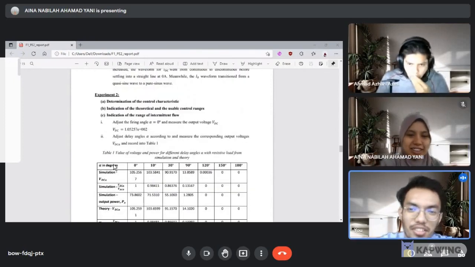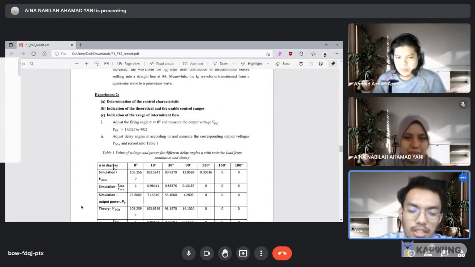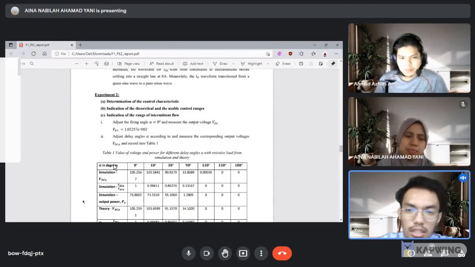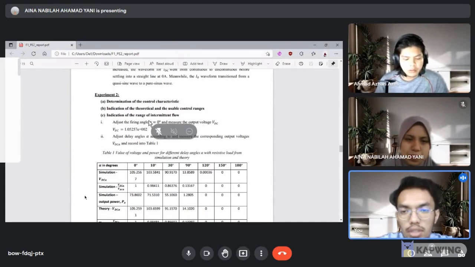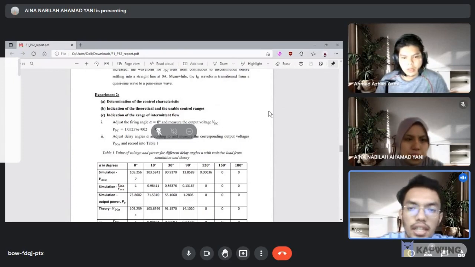Okay, for experiment 2, we need to find the determination of the control characteristic. B, to indicate the theoretical and the usable control range. At C, we need to indicate the range of the intermittent flow. So we adjust the firing angle at 0 and measure the output voltage VDC. So we get the VDC at 1.05257 exponent 5002. Then we adjust the delay angle accordingly and measure the corresponding output voltage.